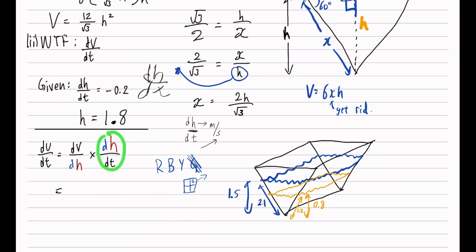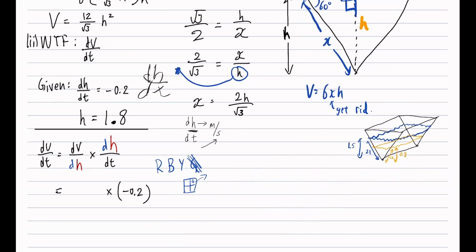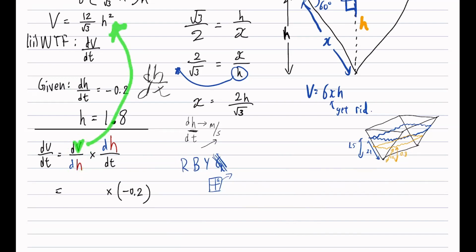What's dh by dt? Negative 0.2, right? Yeah. Then what's dv by dh? Don't know. Sometimes you need to do that, but look carefully at v first. Where is v? Over there. V equals something in terms of h. What can you find next?